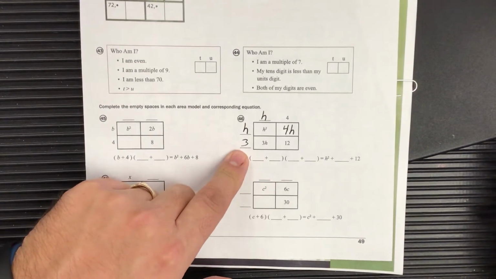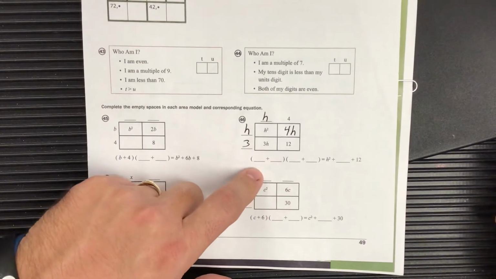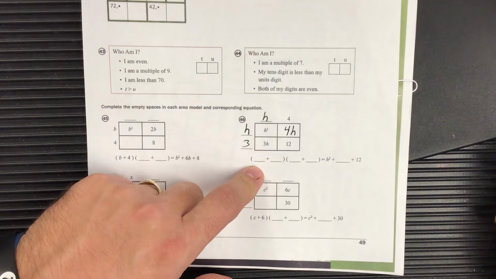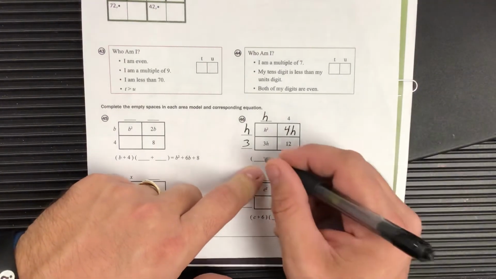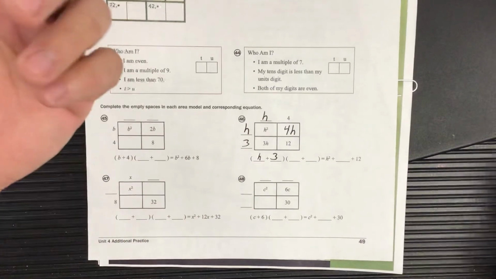Does it have to be in order? Nope. Okay, so 3h. Nope. What? 3 plus h. Nope. It's 8. Oh, 3 plus h. I got you. I'm going to go h plus 3 because h is first. Doesn't really matter.